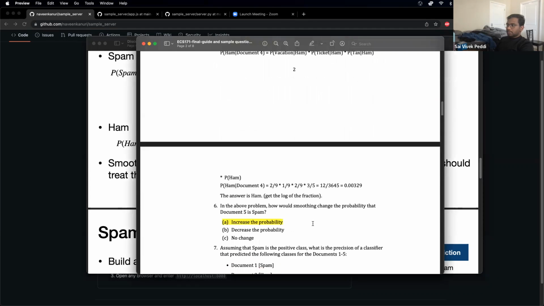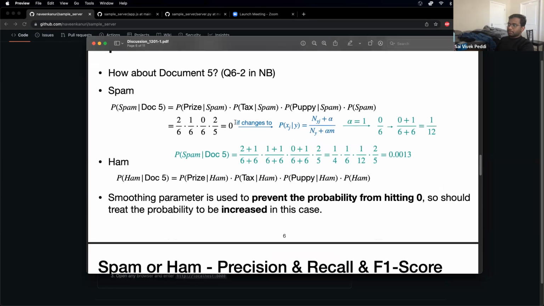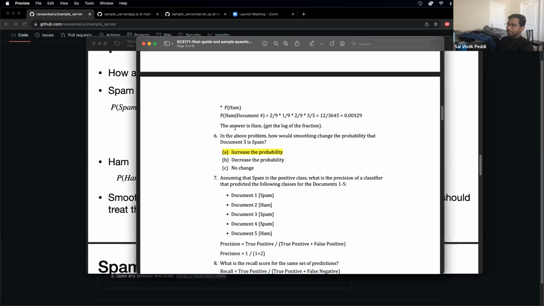Now, how would smoothing change the probability that document 5 is spam? Previously, without smoothing, the probability is 0. Now the probability has increased to 0.0013. So smoothing has increased the probability from 0 to 0.0013. So that's what's happening here.